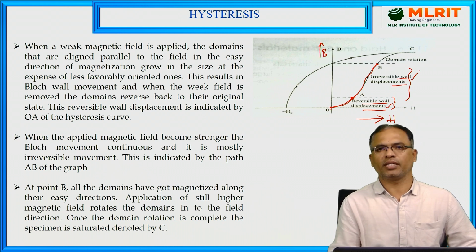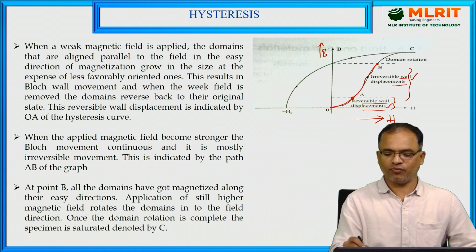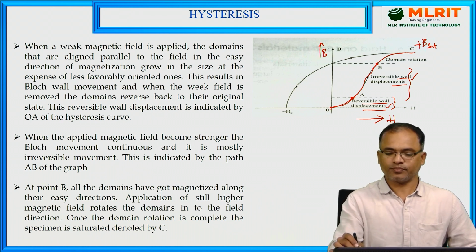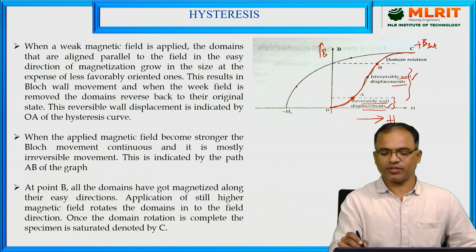Now, what happens when we further increase the applied field after point B? Almost all domains will come into the direction of the applied field, and finally magnetization reaches a saturation value.